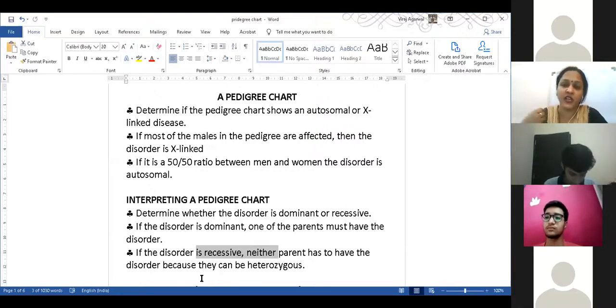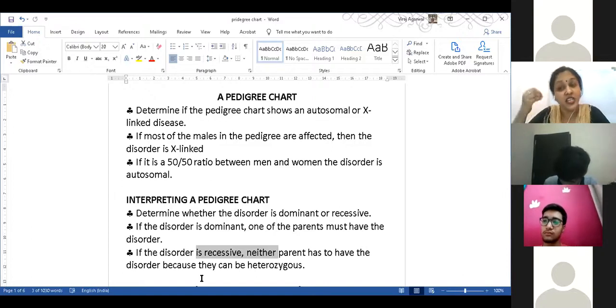सेकंड थिंग हमें फाइंड आउट करना है व्हेट इज डोमिनेंट और रिसेसिव. डोमिनेंट और रिसेसिव के लिए how will we find out? If at least one of the parents is affected, then the child is getting the disease, matlab it must be a dominant disorder. And if none of the parents, kahin bhi aisa hame dikh raha hai ki both parents jo hain they were not affected, I'm not using the word carrier here, both of the parents were not affected, still the child has developed the disease, means it is a recessive disorder.